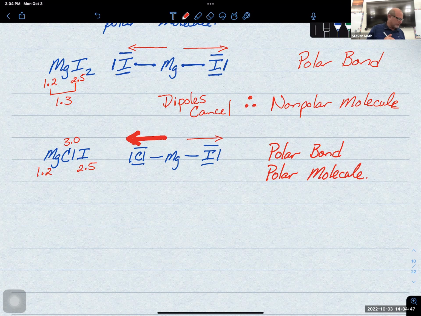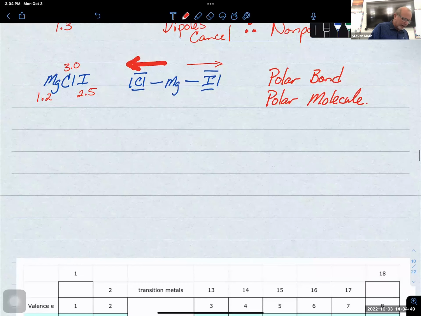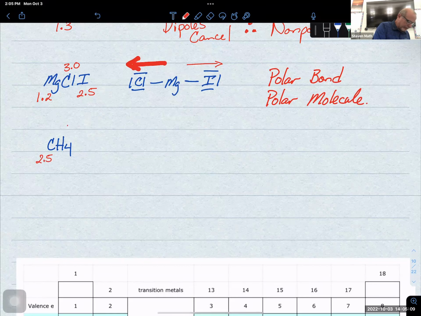One more example. And don't get caught up in this. Be careful. If I have my carbon in there, this is methane gas, CH4. It's one of the primary components in natural gas. And we already know 2.5 and 2.1. So we have 0.4 polar bonds.